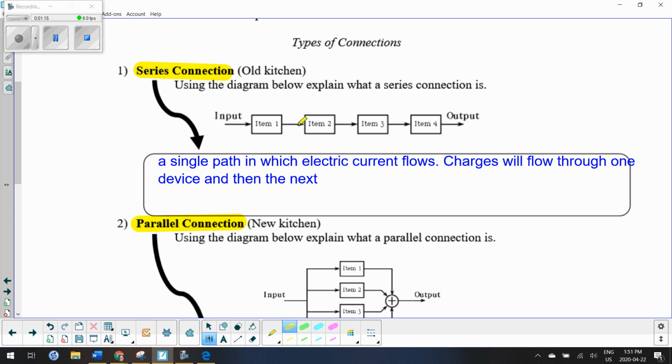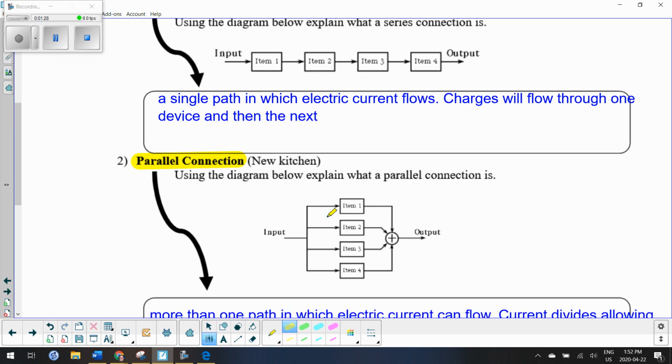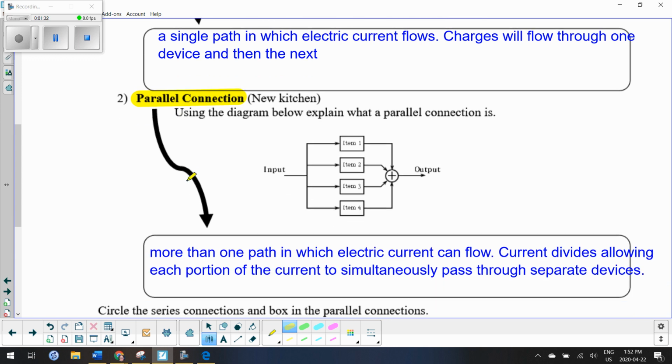Now, you could have 3 devices, just 2 devices, or 10 devices lined up in a row. So a series circuit is when electricity flows through one device, then the next in a straight line. A parallel connection is one in which your electricity, your current, is able to flow through multiple paths.